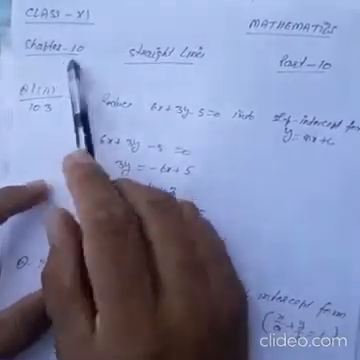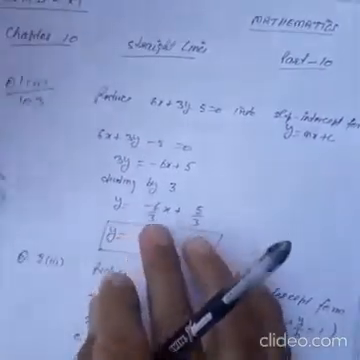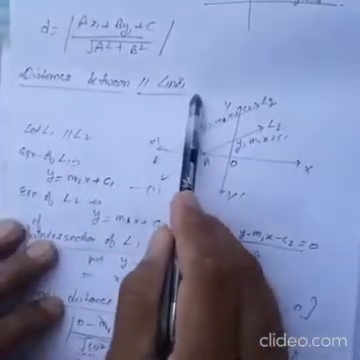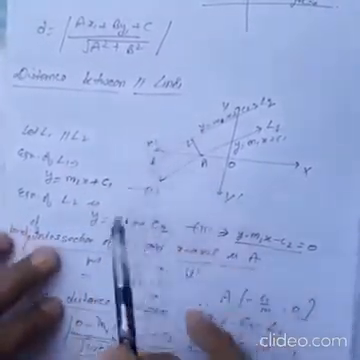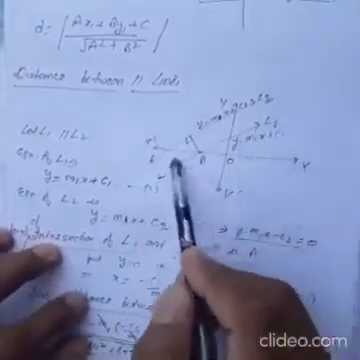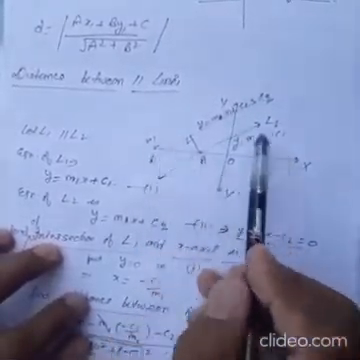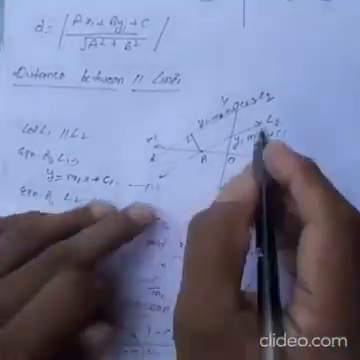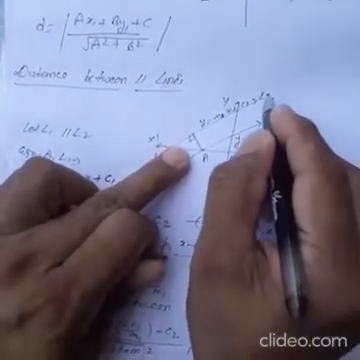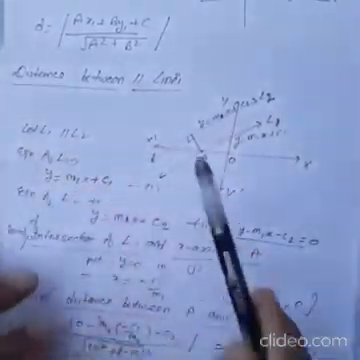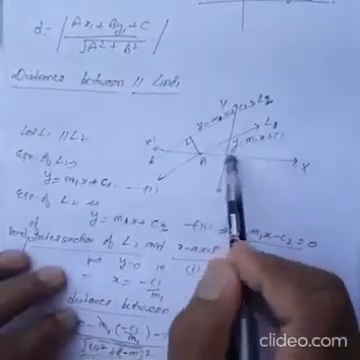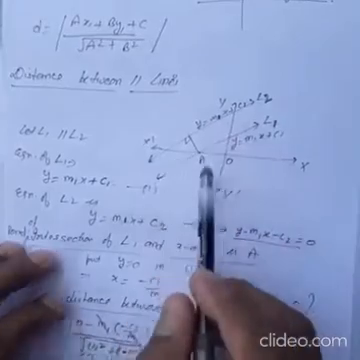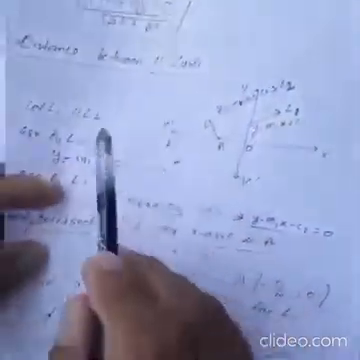This is chapter 10. In the last period we were talking of distance between parallel lines. Let us have a quick revision. Now parallel lines, they will be of this type. This is XY plane. L1 and L2 are two lines. So this is line L1 and this is line L2. They can be on one side of origin, they can be on either side of origin. So in both cases you'll have the solution.